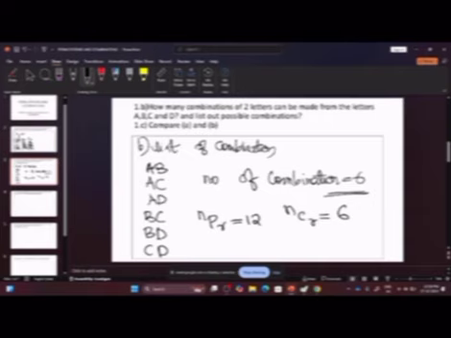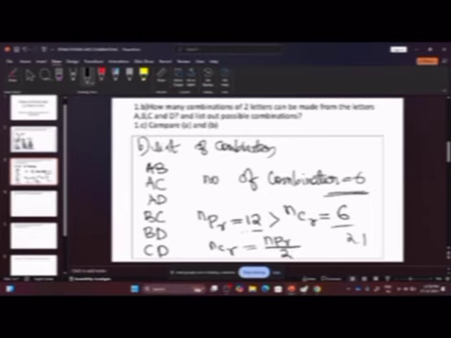Okay. NPR is greater than NCR. Then what can we say about the ratio of these numbers? It is 2:1. Okay, 2 is to 1. Or we can simply say that NCR is a half of NPR, right? NPR by 2. In this case, it is NPR by 2.